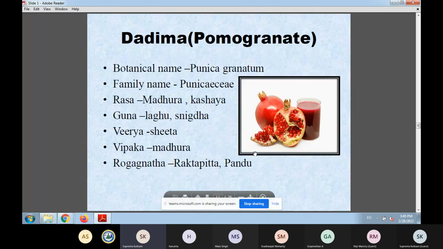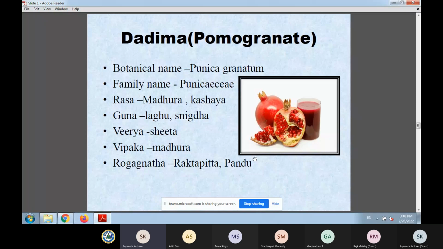Along with that, it's indicated in anemia and also in IBS and diarrhea. Doc, in what cases of Pandu? What does Pandu mean? Anemia. When someone is anemic, it's indicated. Okay, so when it's anemia, we have to go for Dadima.